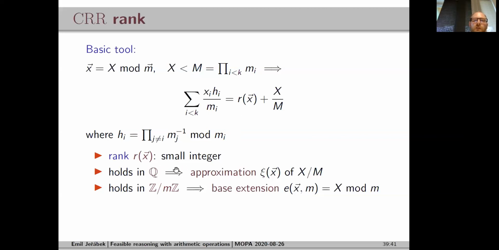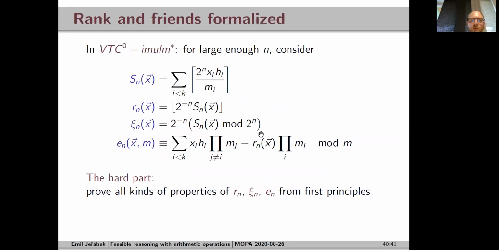If we interpret it in the rationals, then we can use this formula to obtain an approximation of x divided by M by taking an approximation of this thing here. We can also interpret it modulo some prime m, and then we can use it to compute x modulo m simply. So you can think about this as extending this CRR representation to a basis that has an extra prime on top of this vector of m's. Now, we cannot directly formalize anything like this in the theory because, as I said, we cannot compute this product, we cannot form this division, and so on. But this is the guiding tool. So what we do instead is we define approximations of the quantities involved in this formula.